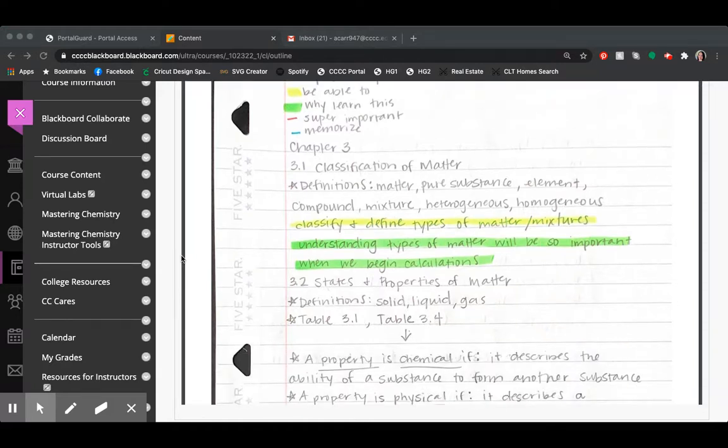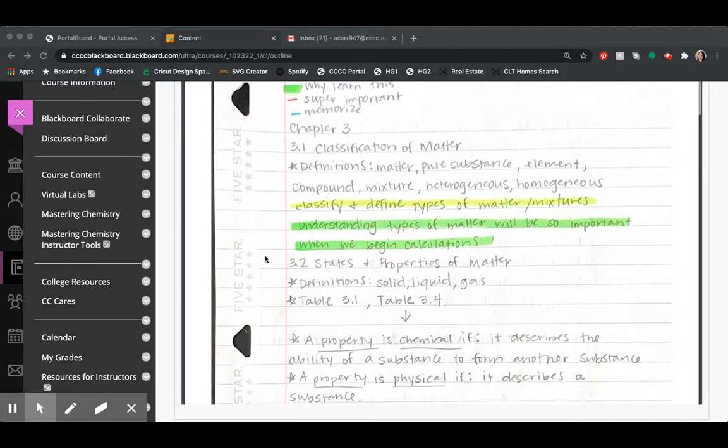You see some definitions in section 3.1, that's matter, pure substance, element, compound, mixture, and then two words used to describe mixtures are heterogeneous and homogeneous. You need to be able to use and understand those definitions so that you can classify and define types of matter or mixtures. This will become important later when we start to do some calculations involving matter, because it'll help you know what type of matter you're dealing with and therefore how to solve a calculation.